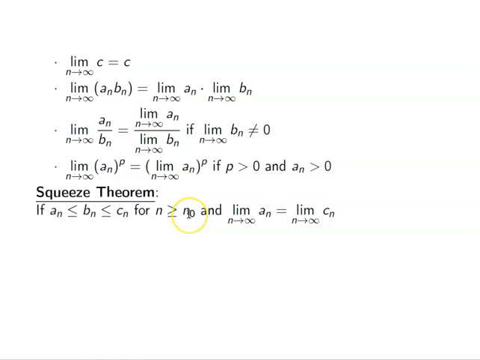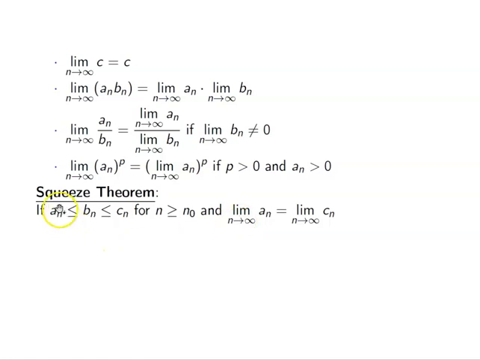So n0 is not necessarily one; it's from anywhere of interest, right? Sometimes I need to look at like 10 terms in before I apply this, and so that's why we're calling this n0 and not just from one, right?